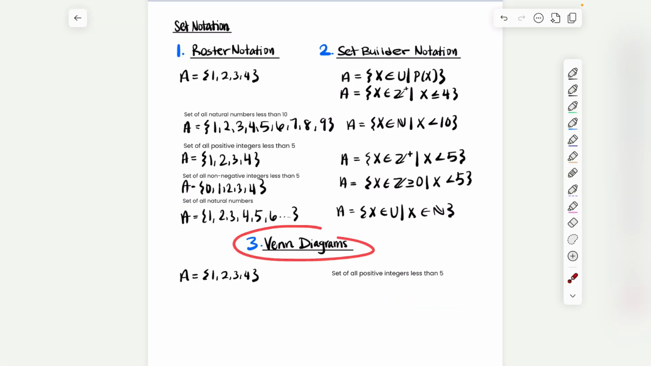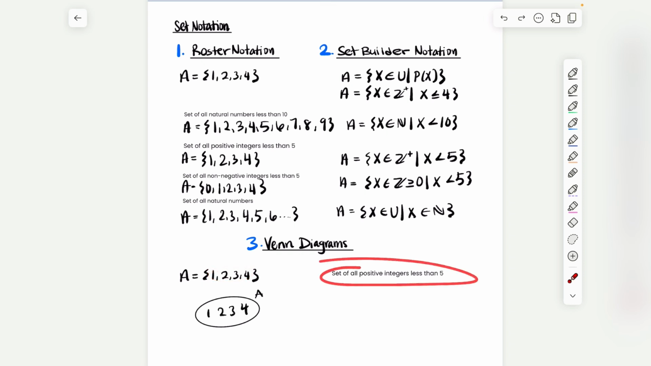And finally, the third way to describe a set is by using a Venn diagram. So if I have a set A and it contains elements 1, 2, 3, and 4, then I can represent set A with a circle and space. I can label it A, and the stuff that goes inside the circle are the elements of set A, so that will be 1, 2, 3, and 4. If I need to represent this using a Venn diagram, well, it's going to be a circle and space.